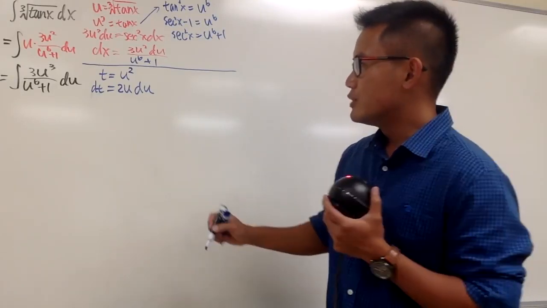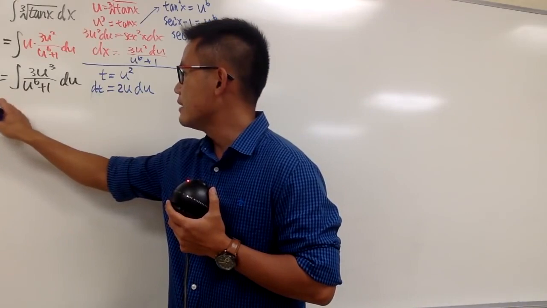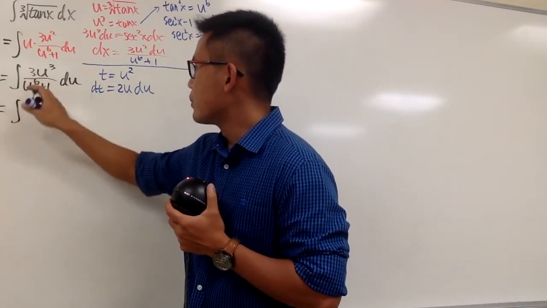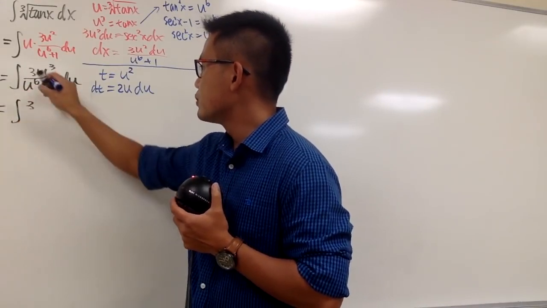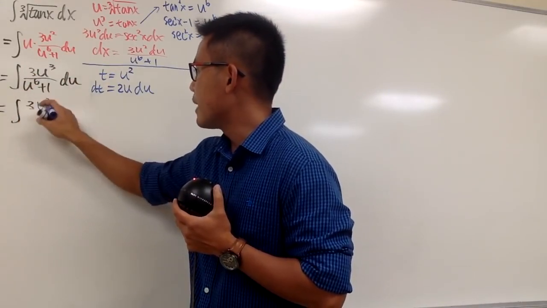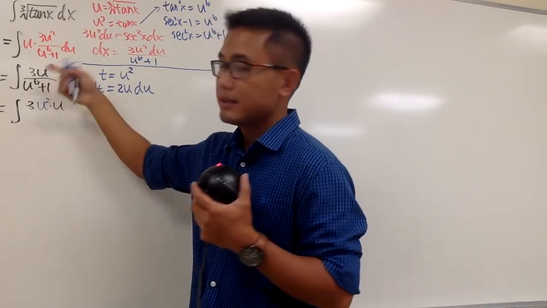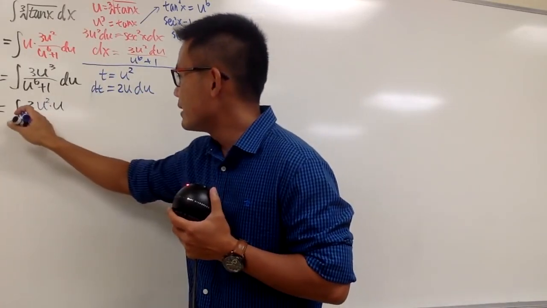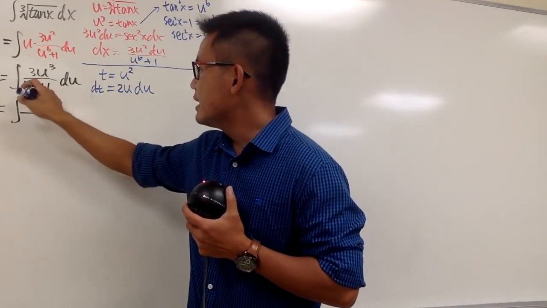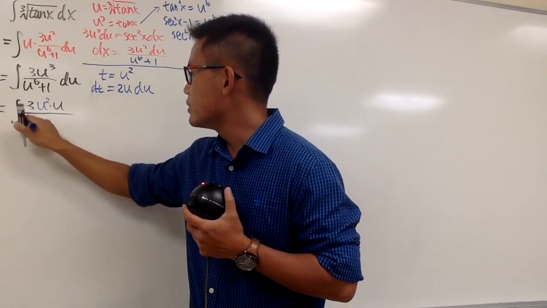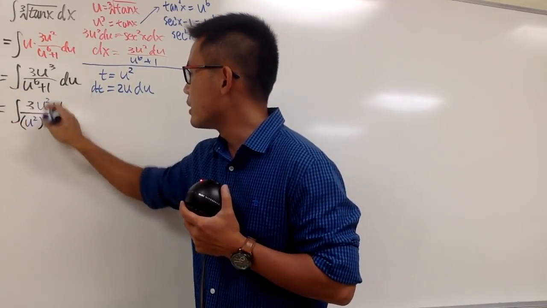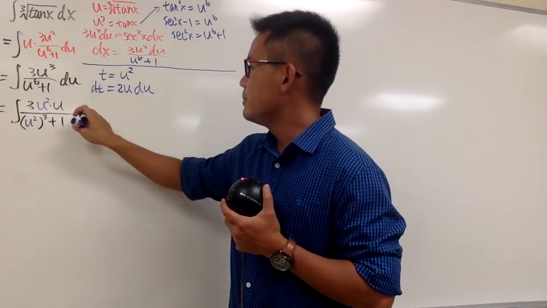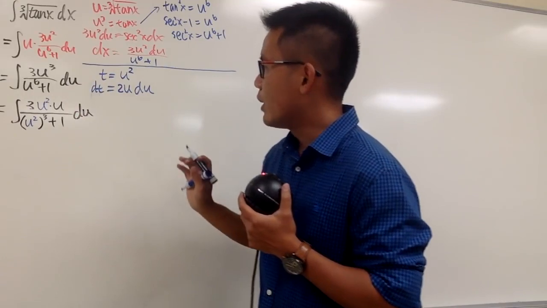And before I do that, let me just clean things up for you guys a little bit. I think this is how I want to present this to you. This right here is going to be the integral of 3, and then let me write this down as u to the second power times u, which is the same as u to the third power, right? Same as earlier. And on the bottom, instead of u to the sixth power, let me write it down as u squared, and then to the third power, and then plus 1, all right? And for the du, let me just keep it as it is for now.